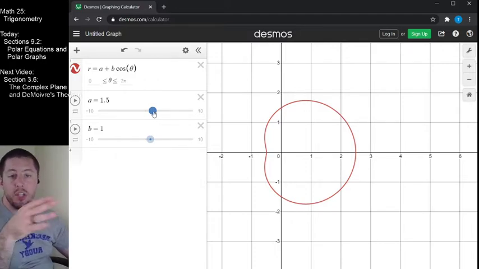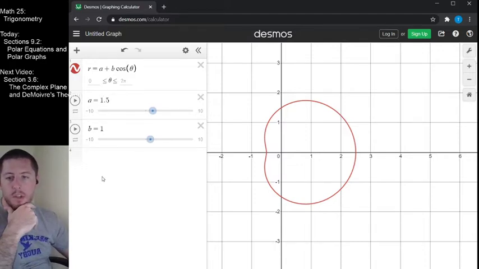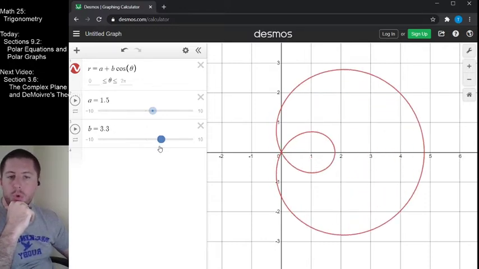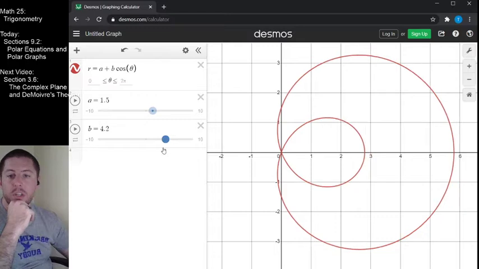Notice that this looks almost exactly like the shape that we just had. In fact, this is even in the same proportions. We had 3 and 2. Here's 1.5 and 1, so same proportions, just a shrunk down size. So what happens if I make B bigger? Ooh, it looks like this generated an inner loop right here.